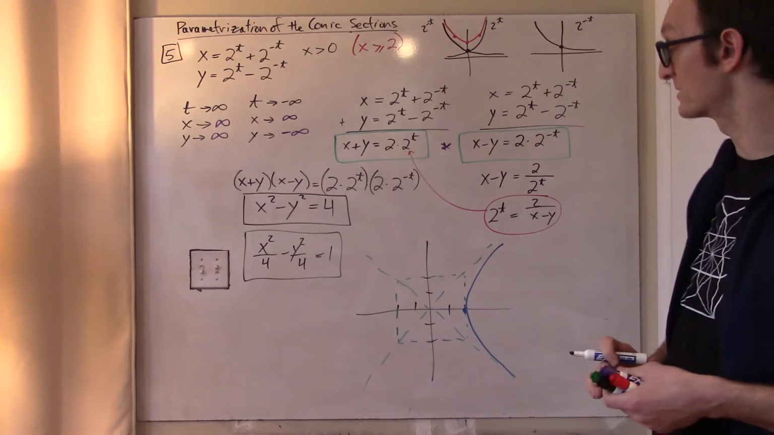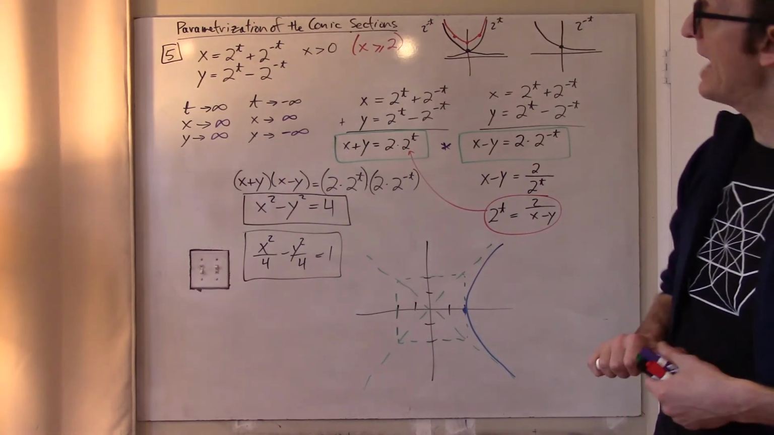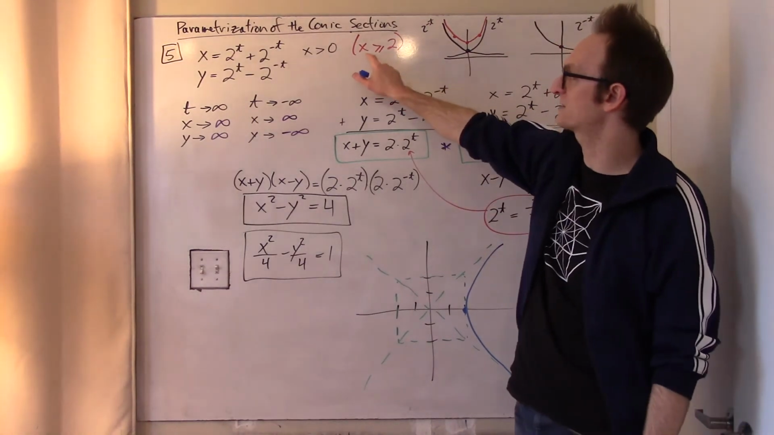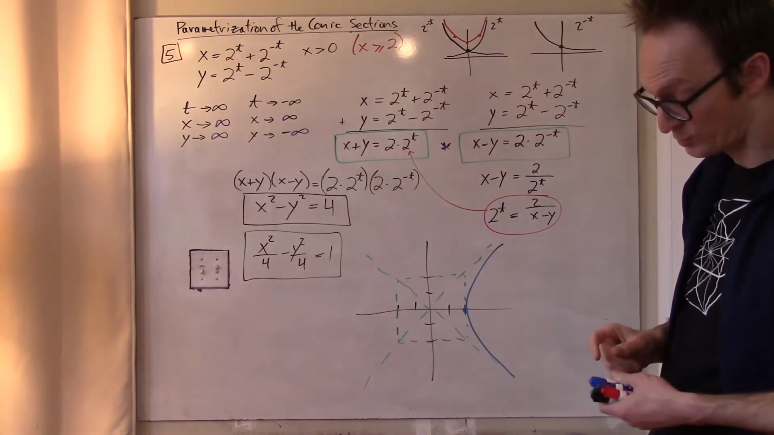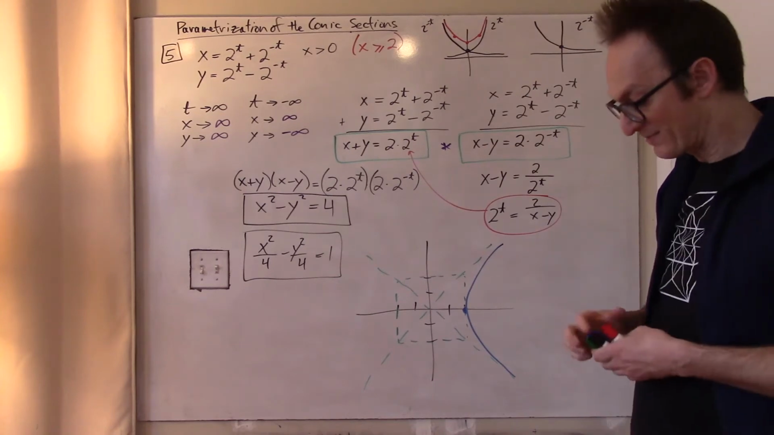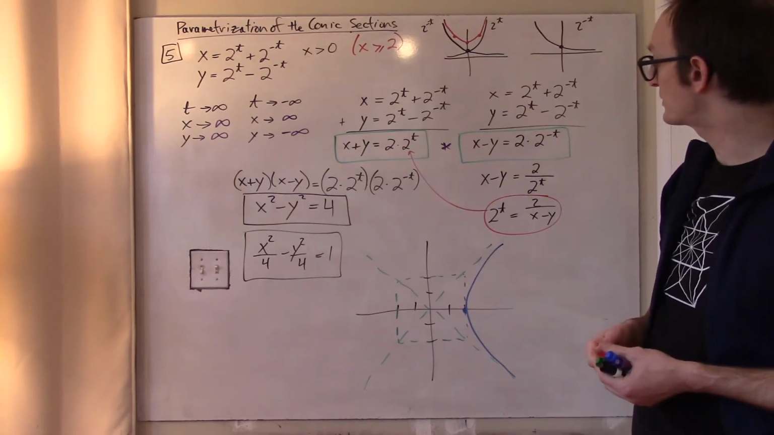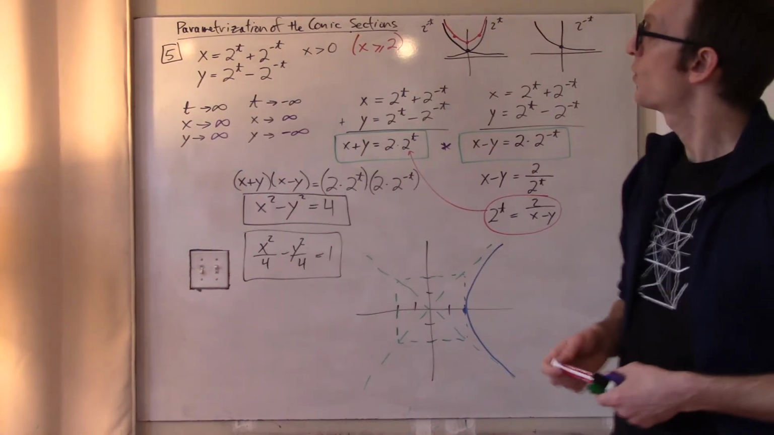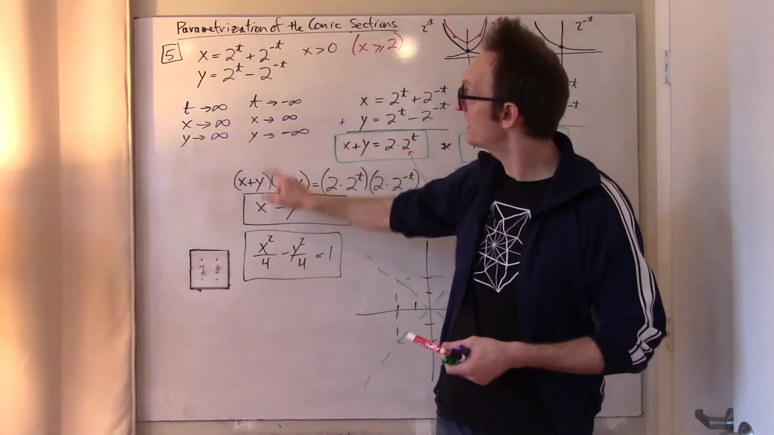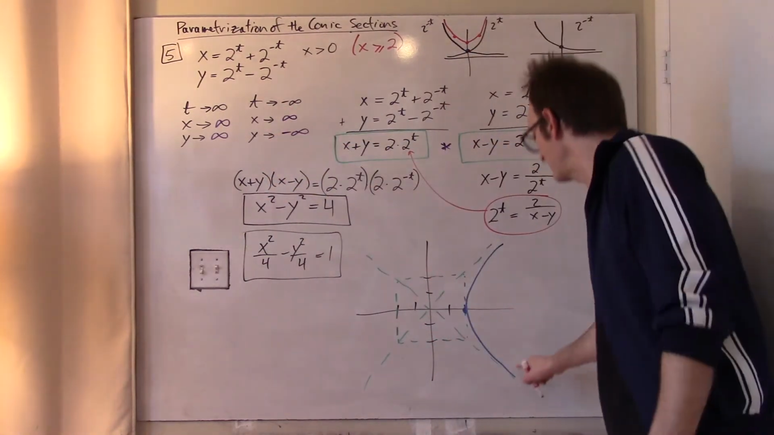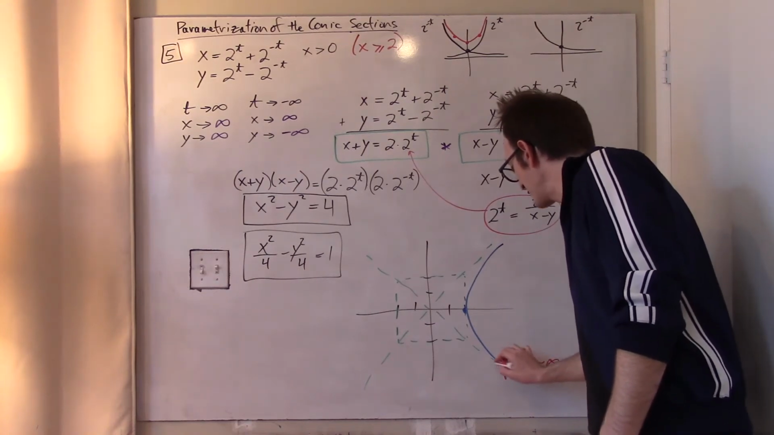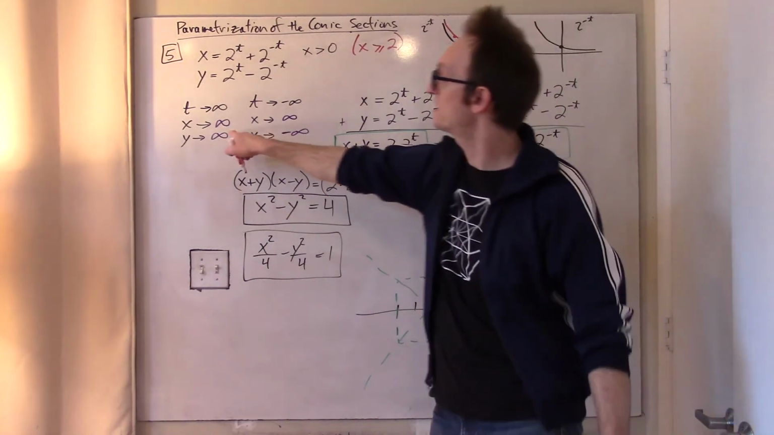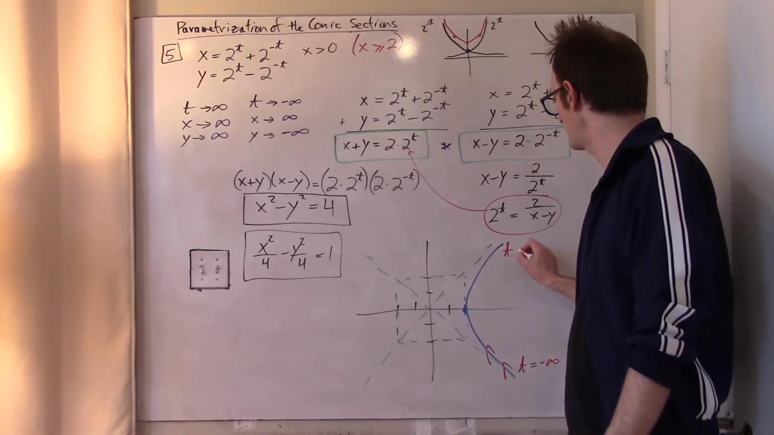And there it is. And indeed we were right that x did have to be greater than or equal to 2. And okay, I'm pretty much done. Let's just annotate this a little bit. Where do I begin at time negative infinity? Answer: at infinity comma negative infinity. So this is my t equals negative infinity. And I must be going up this way. And as t approaches infinity, I'm over here.